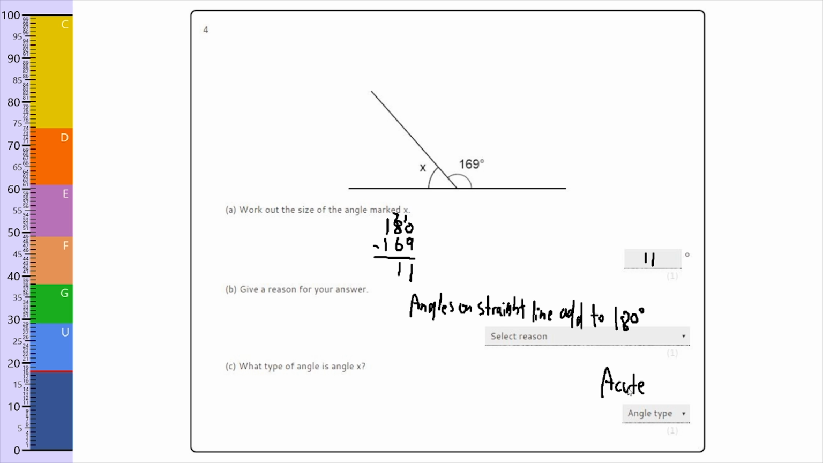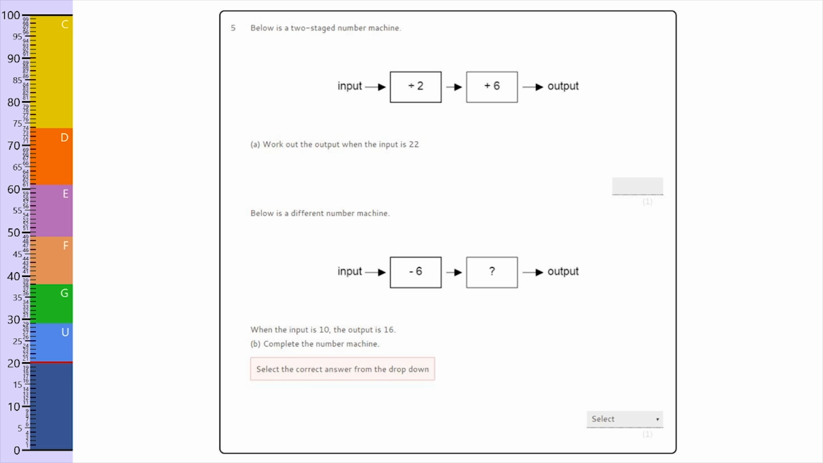Now don't forget, acute is less than 90, a right angle is 90, obtuse is between 90 and 180, and then reflex is above 180. If you don't know those, please look them up, revise them. Okay, question 5. Pause the video now if you want to have a go.